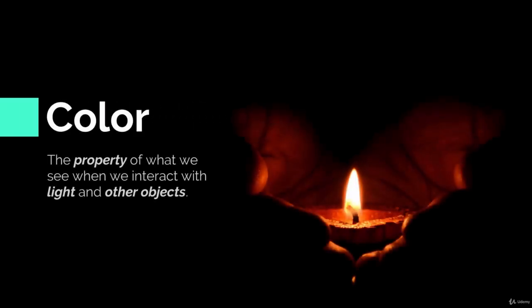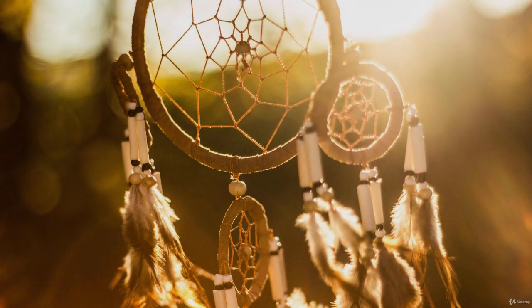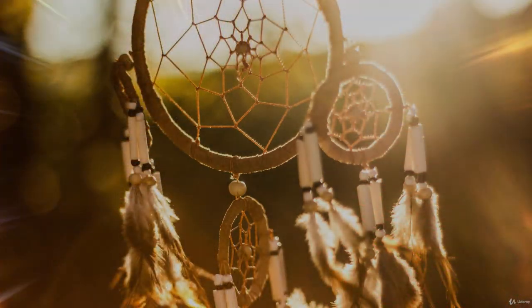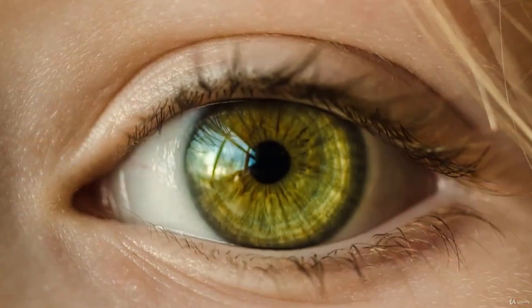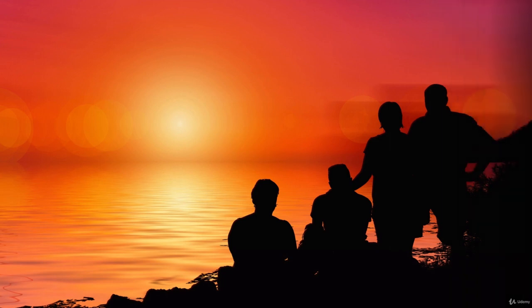So what exactly is color? It is the property of what we see when we interact with light and other objects. In its simplest form, light hits an object and is either absorbed or reflected back into our eyes. Light travels in waves, and when the different wavelengths reach the cones of our eyes, we see what we call color, or the reflected light waves from the object.